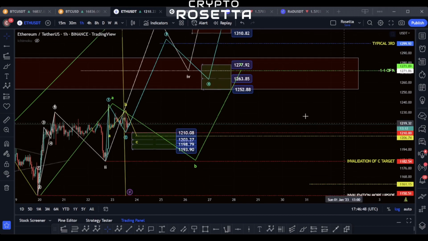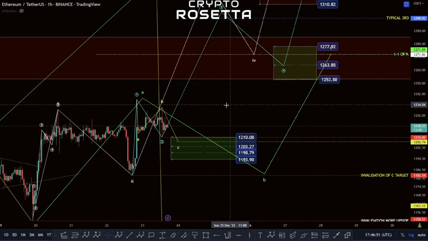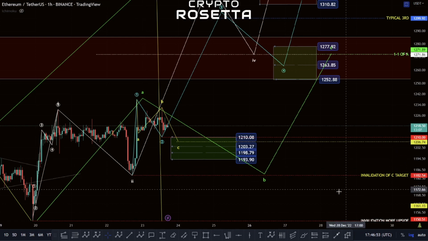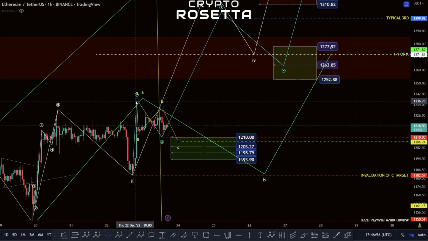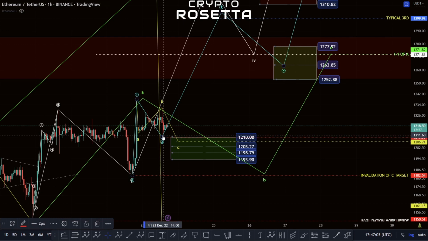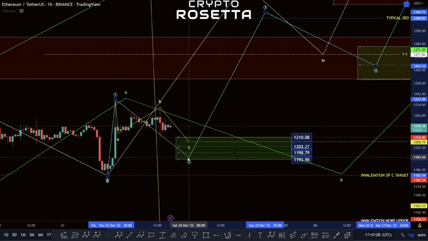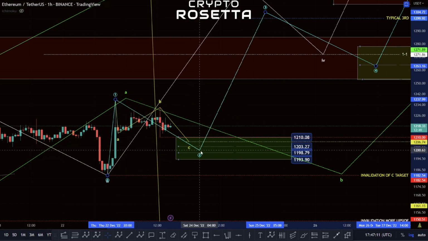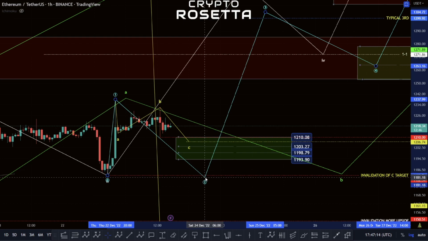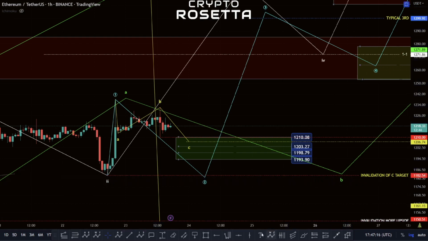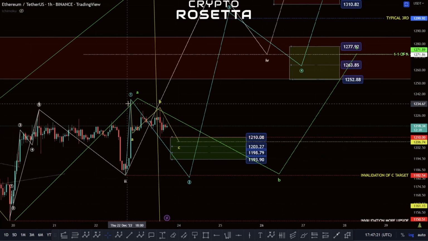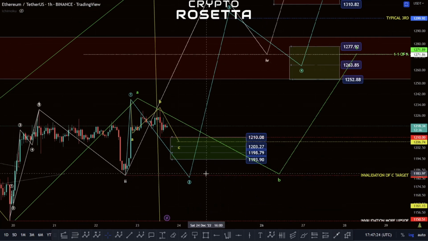Effectively, we could see a break to the upside here, though we would have to stay above this 1210 initially, although breaking below it wouldn't actually invalidate this teal 5-wave move. What it would do is just move this wave 2 within this green box area somewhere else. But like we said, if we move back down below this red zone here at this 1182, then we would have to count this as an ABC completed, and we'd be looking for that B wave retracement.